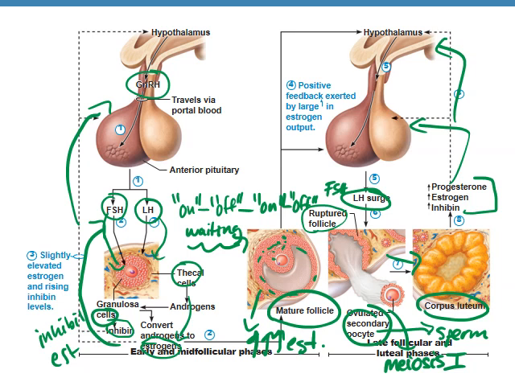The corpus luteum, these hormones are going to maintain the pregnancy until the placenta can take over, until it's developed. So the corpus luteum plays an important role in the very first couple of weeks or 2 months of pregnancy.